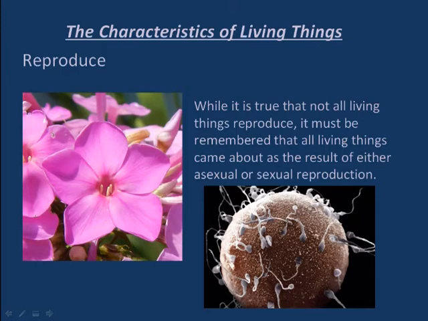Sexual reproduction involves the union of a sperm cell with an egg cell. Often this means there are two parents, or it could be that the male reproductive cell and the female reproductive cell came from the same organism, such as we find in many plants and a few animals.